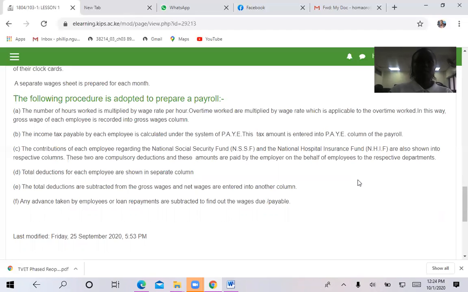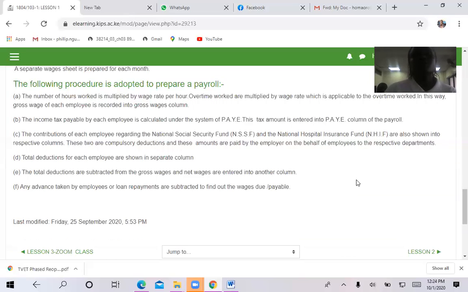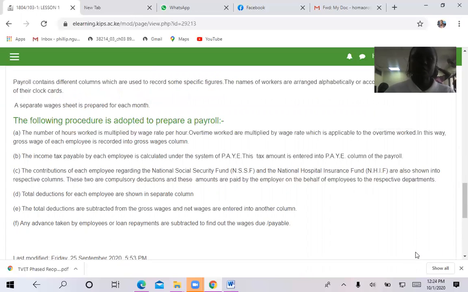Then if there is any advance taken by the employee or loan repayment, they are subtracted to find out the wages due or payable to the employee. So if the employee has taken any amount, any loan, or is supposed to pay a loan, make sure you deduct the amount from the net wages to get the balance due, or the wages payable. That's the procedure of preparing a payroll.